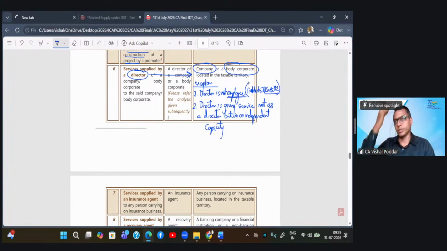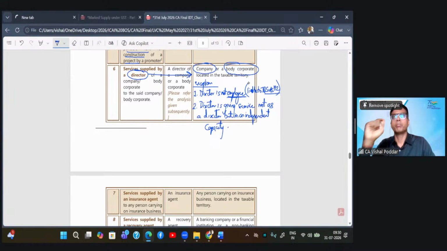Now you will say, what is this? So assume I'm your part-time director. I'm also a practicing chartered accountant, plus I'm a part-time director in your company. Whatever you pay to me as the director is covered under RCM, no doubt. But since I also have my own CA practice, let us say tomorrow some legal notice comes to the company and it takes my services. Now I again raise an invoice on them for this service of handling that notice.